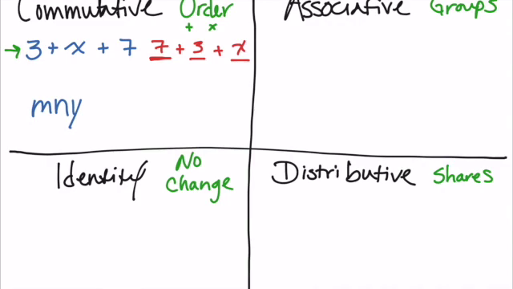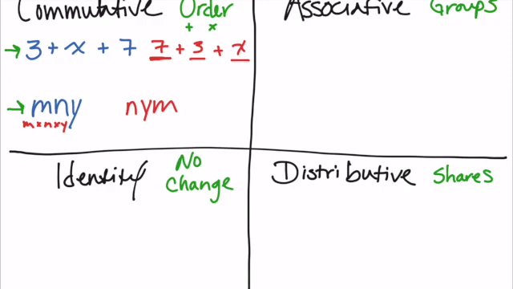So looking at this one, m, n, and y, which remember, means m times n times y. If I'm going to change this using the commutative property, it has to all still be multiplying. I just switch around the ordered letters. So instead of m times n times y, maybe it's n times y times m. And there's lots of different ways you can do that.